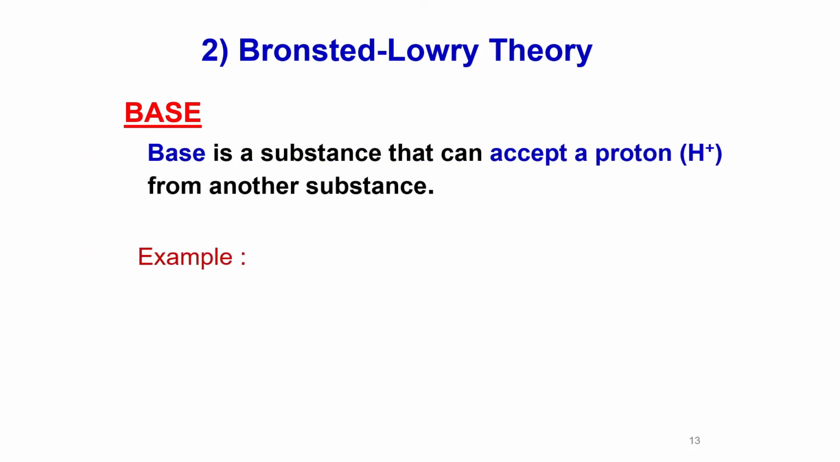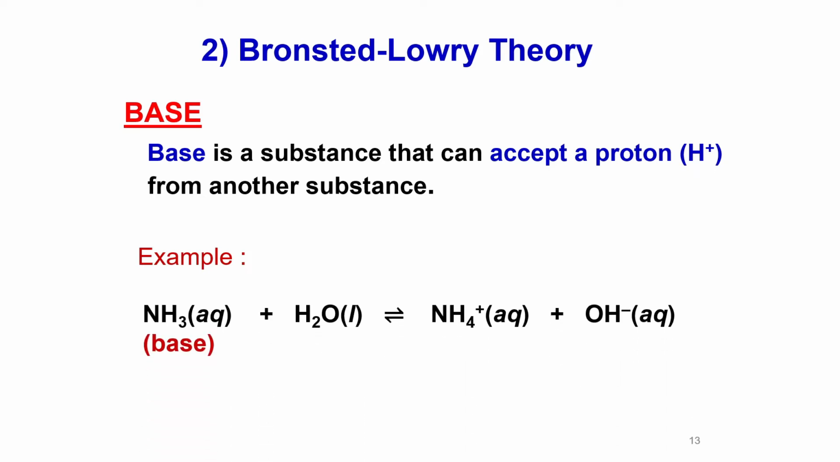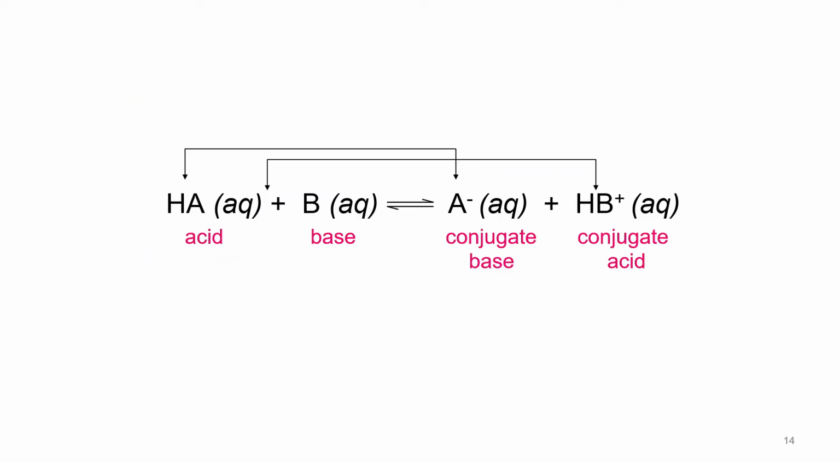Just now we used the example of HCl. Now NH3 will accept one hydrogen from H2O and produce NH4 plus. So NH4 plus is the conjugate of NH3. NH3 is a base because it accepts a proton, a substance that receives the proton H plus from another substance.